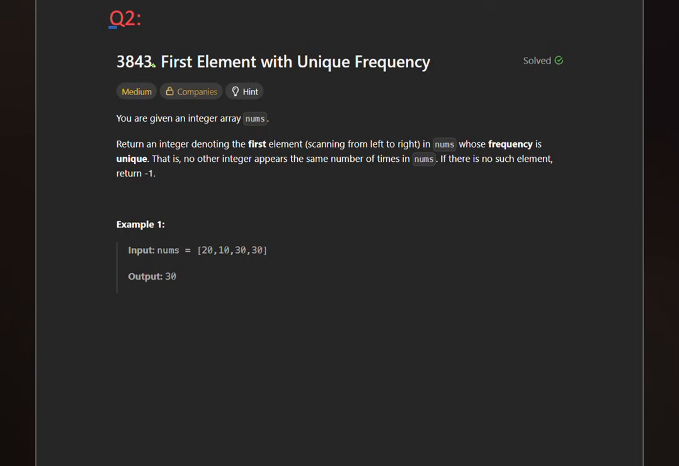In the second question, we have to find the first element with unique frequency. We are given an integer array nums, and we have to return an integer denoting the first element, scanning from left to right in nums, whose frequency is unique. What does unique frequency mean?